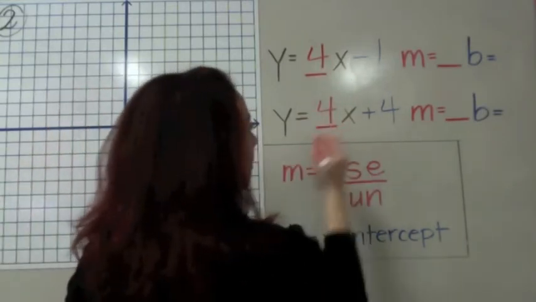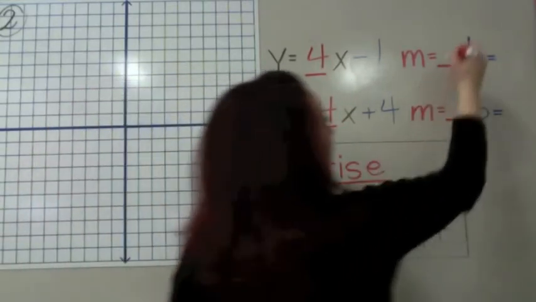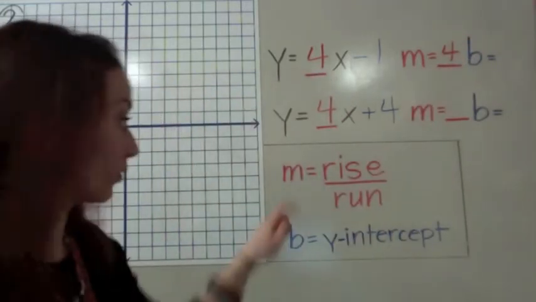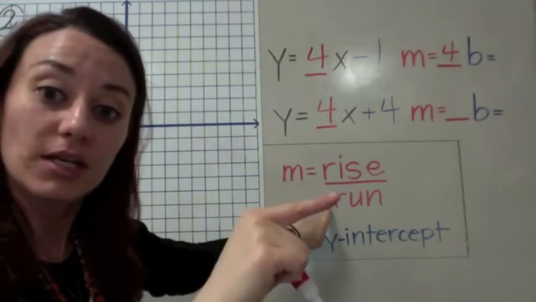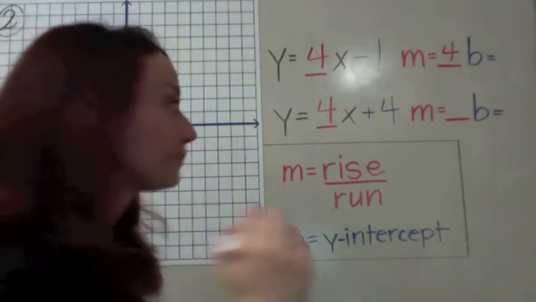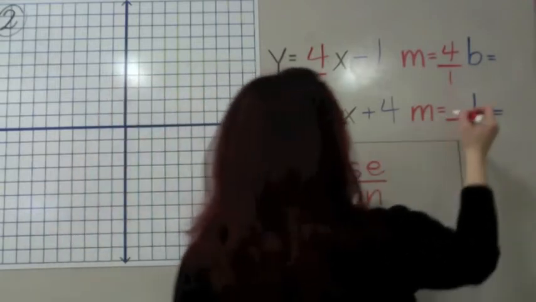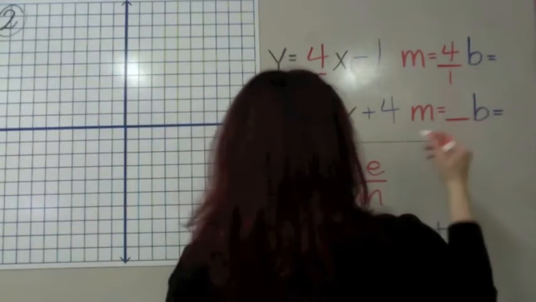Here and 4 here. We can write 4 as 4 over what? 4 over, because 4 is the rise, what's the run? The run is, remember? It's 1, because 4 divided by 1 is 4. And then this is also 4 over 1.